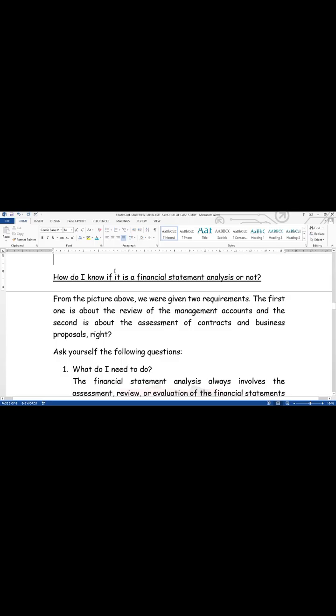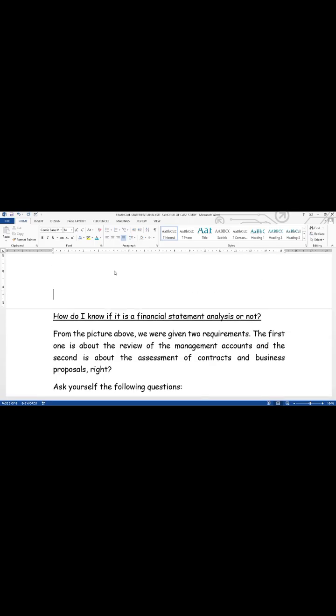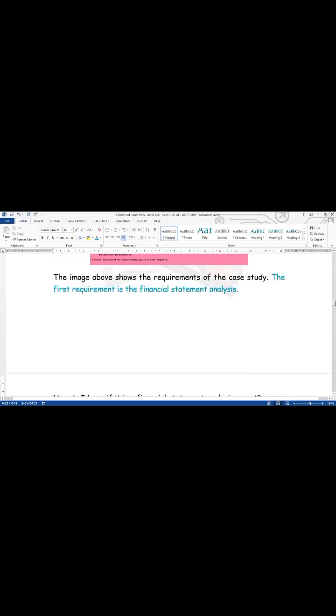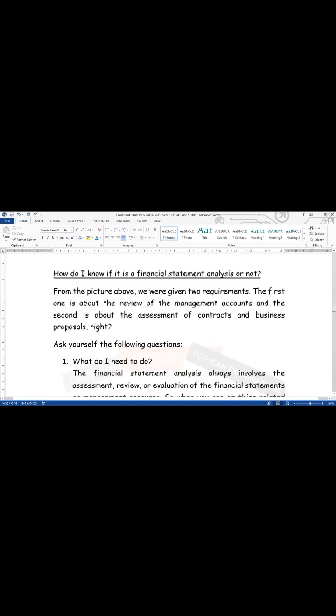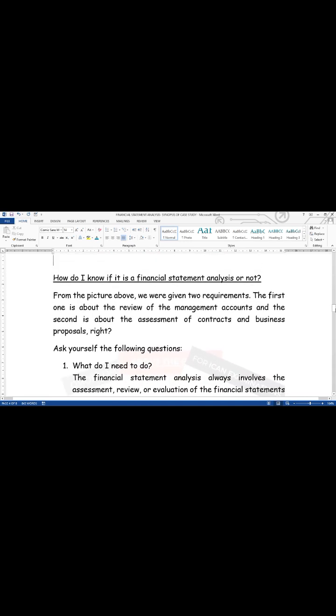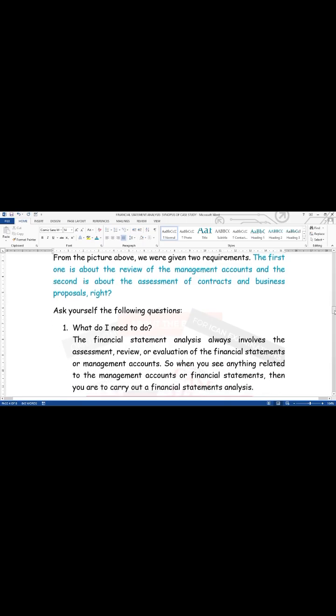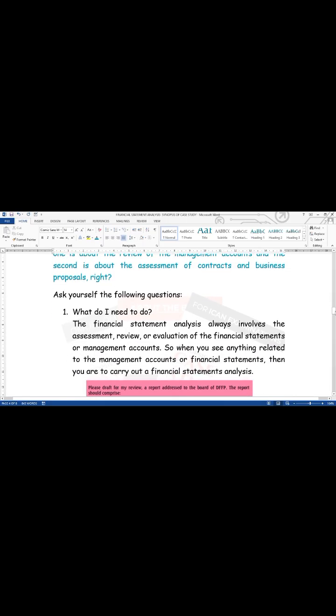Now, the big question is, how do I know if it is a financial statement analysis or not? Because you have been given so much information, overload is happening here. From the picture I showed you, we are given two requirements. The first is about the review of the management account, and the second is about assessment of contracts and business proposals. So how do you know? I highlighted some questions that you can go through. You ask yourself these questions in the examination hall.